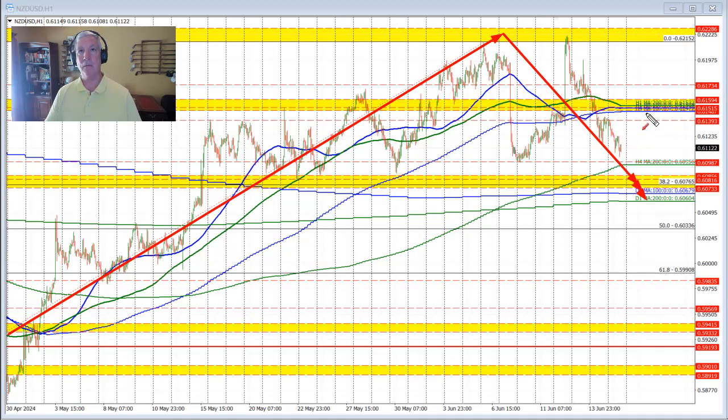If we do hold support, we could see a rotation back toward this cluster of moving averages. If we do fall below that level, then it's down to the 100 and 200-day moving average and the 38.2% retracement that we will be looking for.